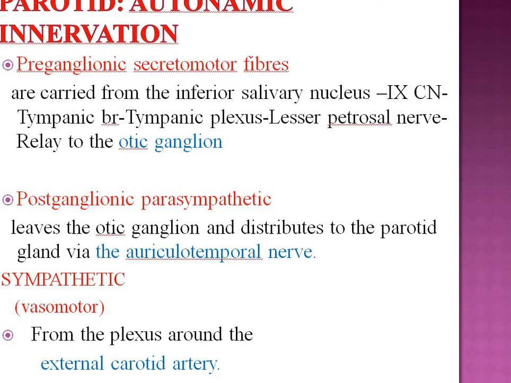So the preganglionic secretomotor fibers and postganglionic parasympathetic fibers: preganglionic are by the lesser petrosal nerve, whereas the postganglionic are by the auriculotemporal nerve. The sympathetic vasomotor fibers are from the plexus around the external carotid artery.